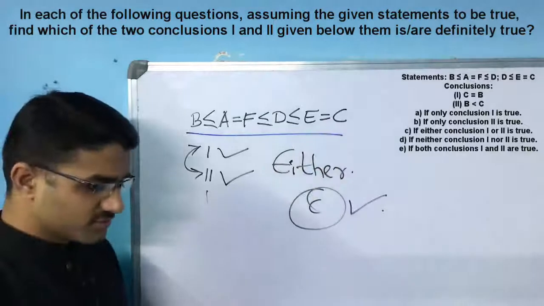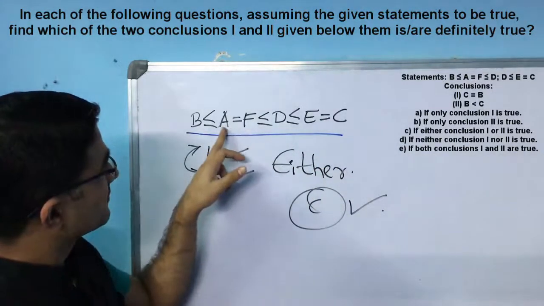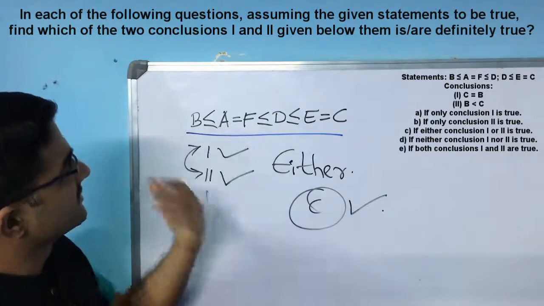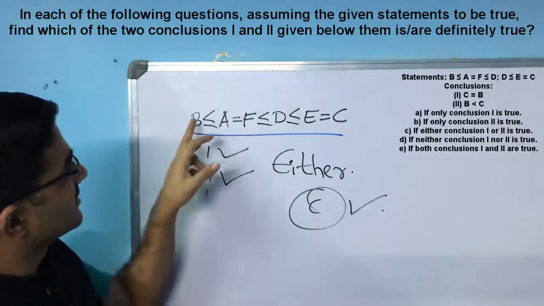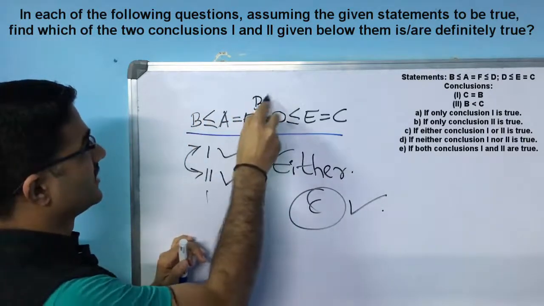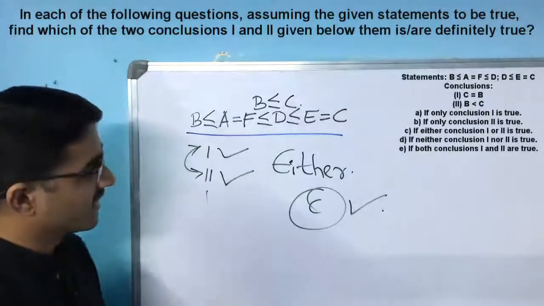If you want me to elaborate, which will help the freshers, in place of A, F can sit because they are equal. Similarly, you can go on shifting the terms. Ultimately, what remains is B is less than or equal to C. We will see in the further problems how we can make things clear.